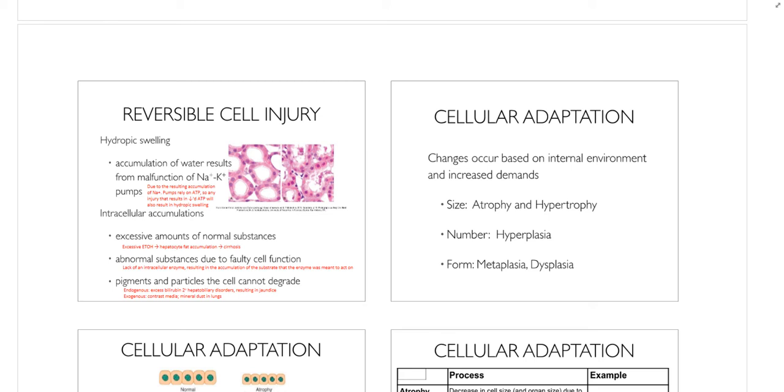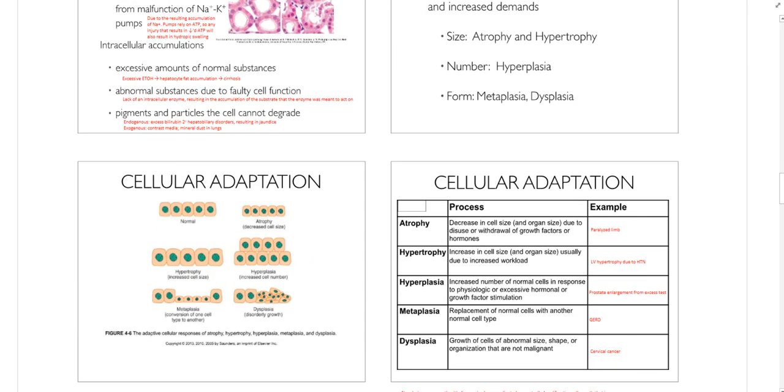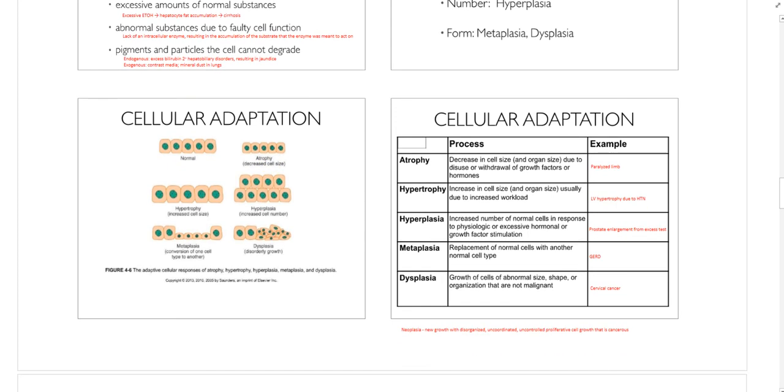So cells are going to change based on the internal environment and increased demands. They can change in size by atrophying and hypertrophying. They can change in number by hyperplasia, or they can change in form, such as metaplasia and dysplasia. So these are going to be our normal cells. Atrophying is where they are decreasing in size. The same number of cells, but they decrease in size. Hypertrophy is going to be the opposite. Same number of cells, but they've gotten bigger.